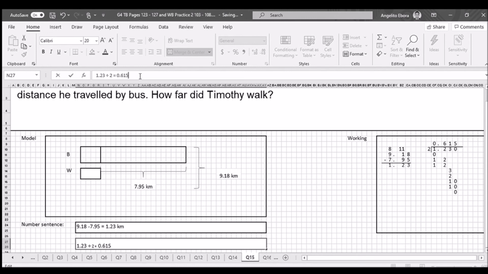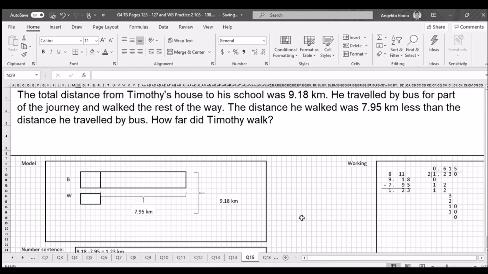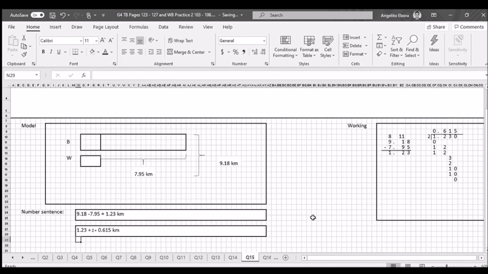So 0.615 kilometers. So Timothy walked 0.615 kilometers. Okay, that's the end.